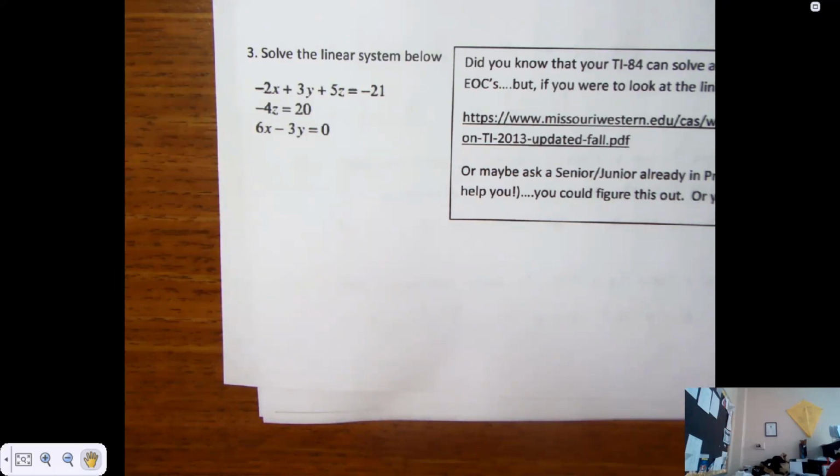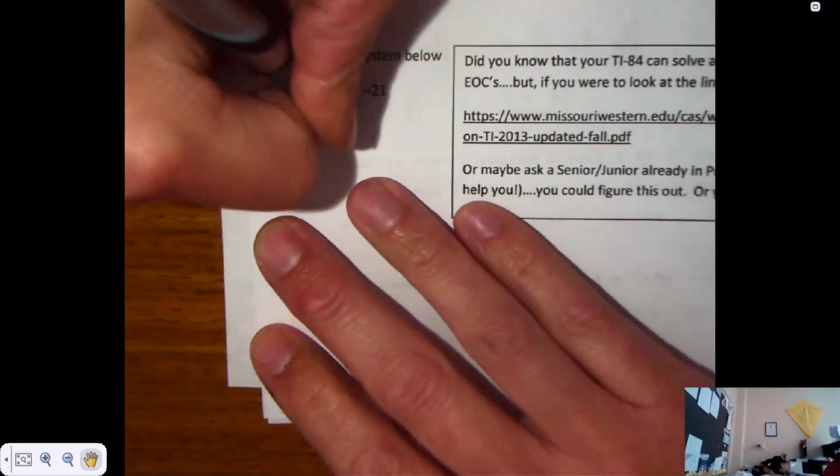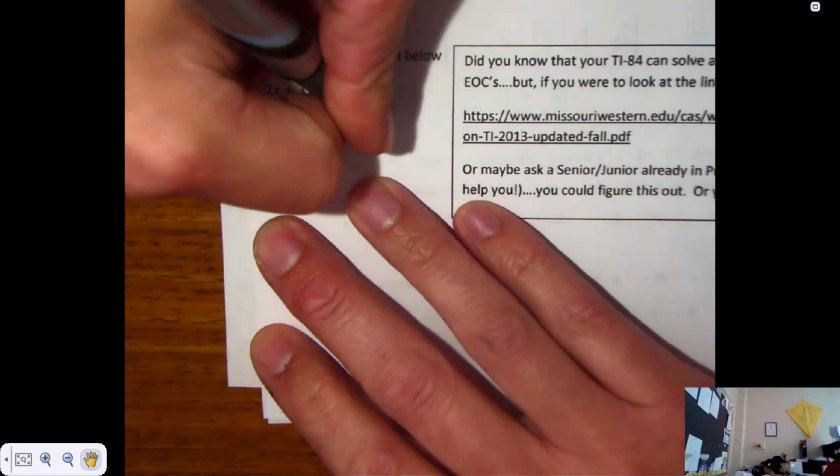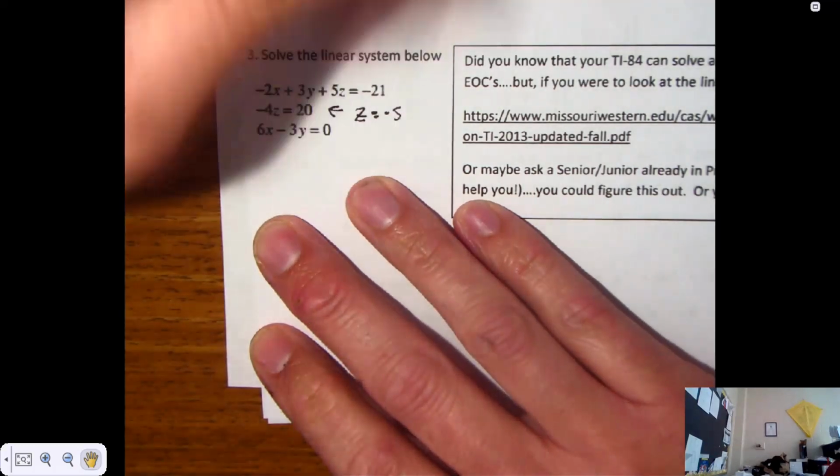The middle one. If you take the middle one and solve it for z, what do you know z is? -5. You can't make a sign mistake. Make one sign mistake, the rest of it's all wrong.